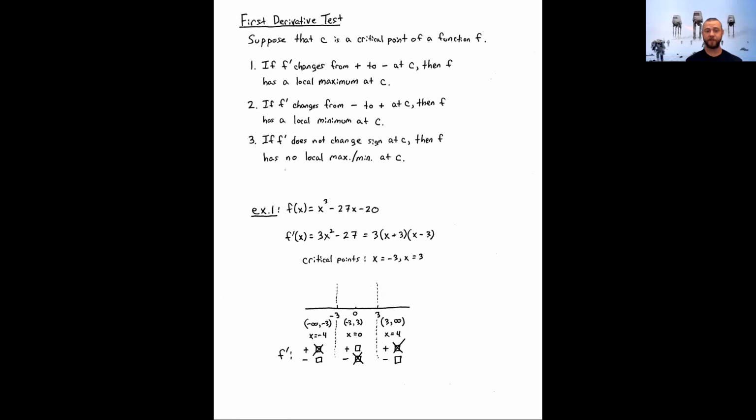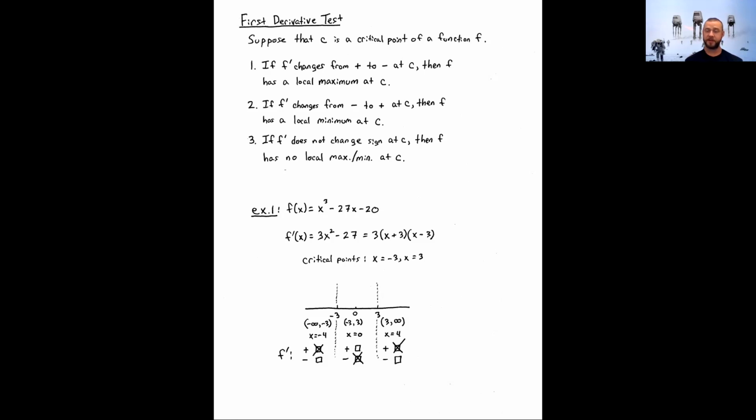We have our signs here, but instead of just asking for where the function is increasing or decreasing, we can use our sign chart to see if there's a change in sign at any critical points. Our critical points for example 1 were -3 and +3. And if we look at our sign chart, let's first look at the critical point x equals -3. Notice on the left of -3, the first derivative is positive. On the right side of that critical point, the first derivative is negative.